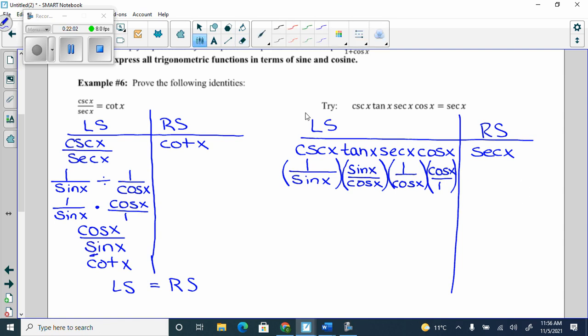Okay. Now, because these are all multiplied, there's no plus or minus signs in there, is there? If there's plus or minus signs, you can't just go crossy like.